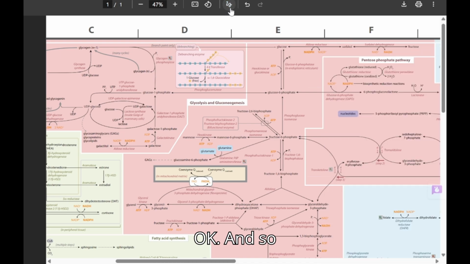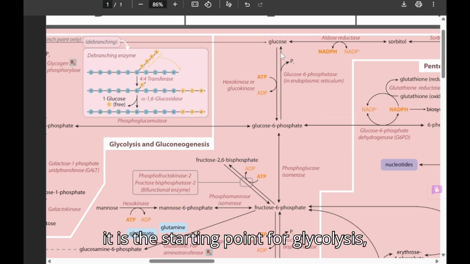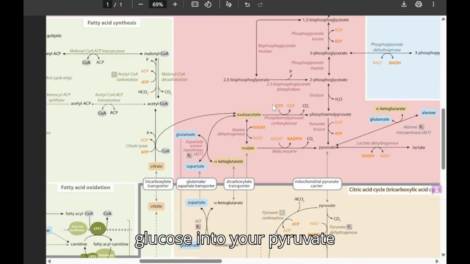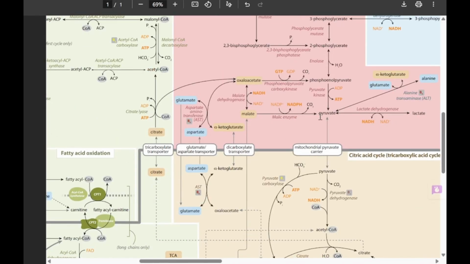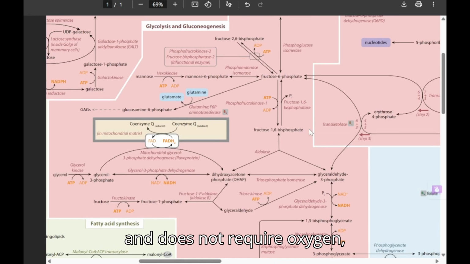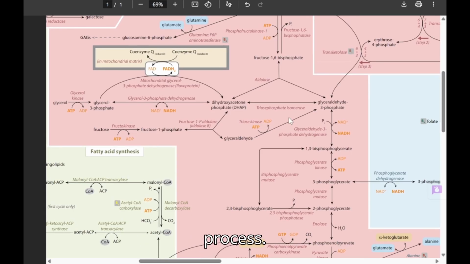Okay, and so glucose is the starting point for glycolysis, which is basically a metabolic pathway that breaks down glucose into your pyruvate molecule that we see over here. We also end up producing ATP and NADH, and it occurs in the cytoplasm and does not require oxygen, which is why glycolysis is an anaerobic process.